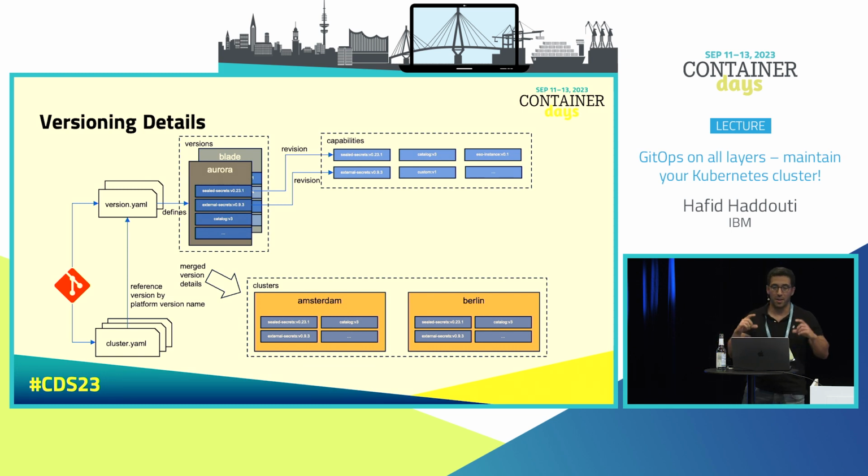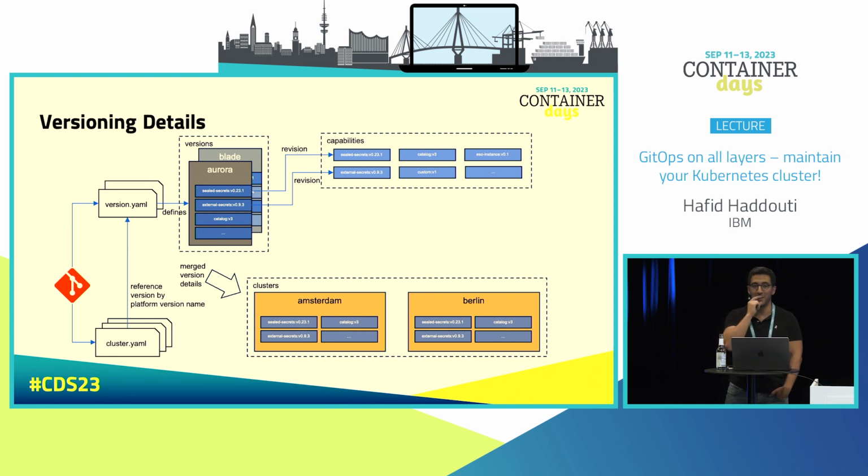To mention here is that the platform version is totally decoupled from a cluster definition, from a real cluster instance. A cluster configuration is represented by its own configuration file named cluster YAML. The cluster YAML file references the platform version by using a platform version name, like Aurora, Blade, and so on. And the merge of both files defines the target state of the cluster.